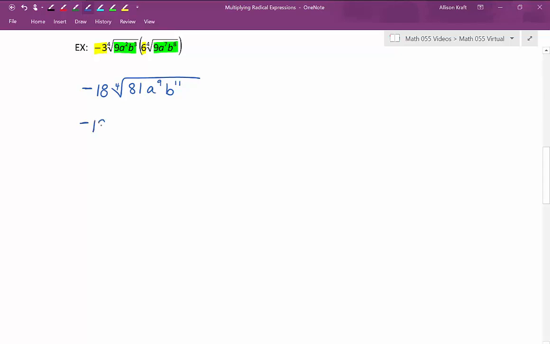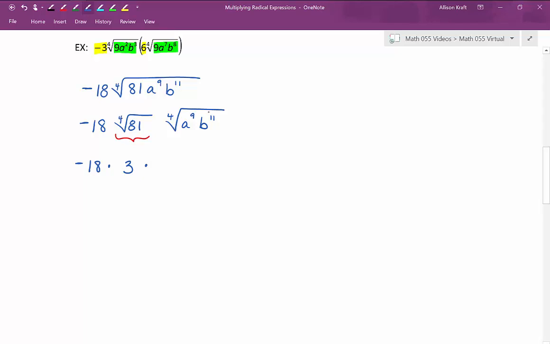I like to break it up into the fourth root of the numerical part of the radicand and then the fourth root of the variable part, and simplify those separately. We want to look for the largest perfect fourth that's a factor of 81. But oh wait, 81 is a perfect fourth. This right here just simplifies down to be 3. So we have -18 times 3, and now we'll deal with the variables.